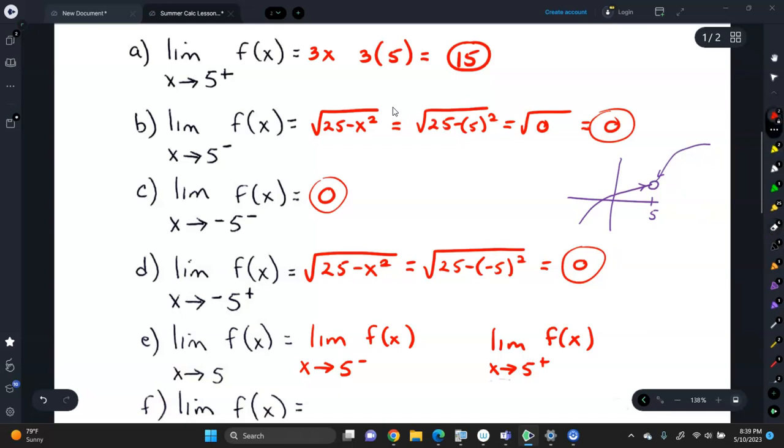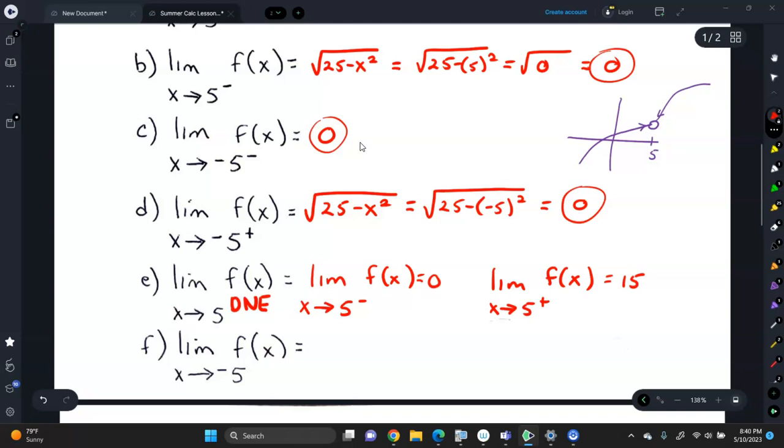Well, we already calculated the limit as x approaches 5 from the left. That was equal to 0. And the limit as x approaches 5 from the right, that's equal to 15. They are not the same. They're not equal. Therefore, the limit as x approaches 5 does not exist.